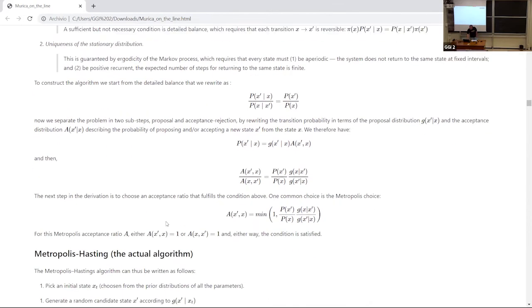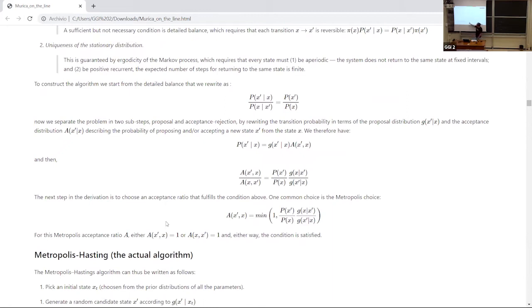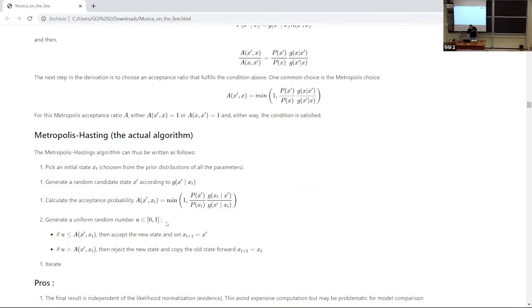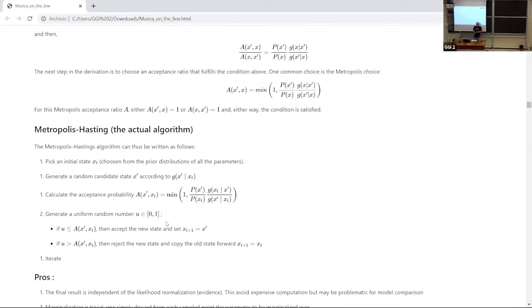Now, the Metropolis algorithm simply says that the transition probability is actually, so basically you need to choose a way of accepting or not accepting a state, which is defined by the conditional probability and this A. And the Metropolis acceptance ratio A assumes that basically A(x, y) is one or A(y, x) is one, so that you can write this in this way and the condition is always satisfied. But this is just the mathematics behind how it is done in principle. It's easier to understand how it works if we try to actually create the algorithm. Basically, the algorithm works in this way.